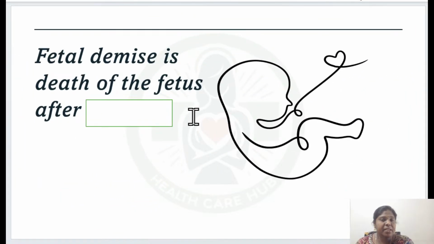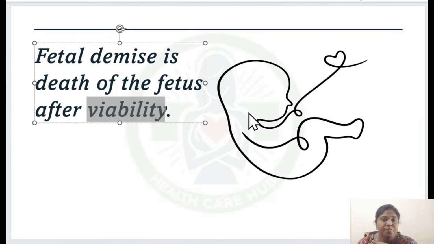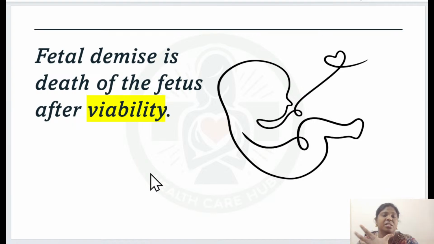Fetal demise is the death of the fetus after, what is the term called? Fetal demise is the death of the fetus after fetal viability. When the fetus reaches the stage of viability, meaning the ability to survive, a death after that is called fetal demise.